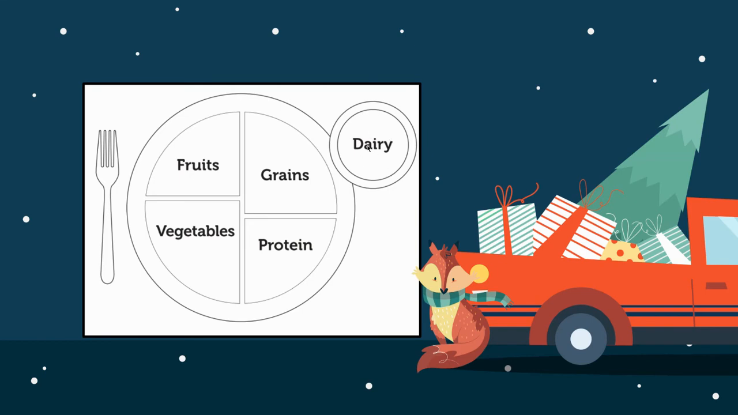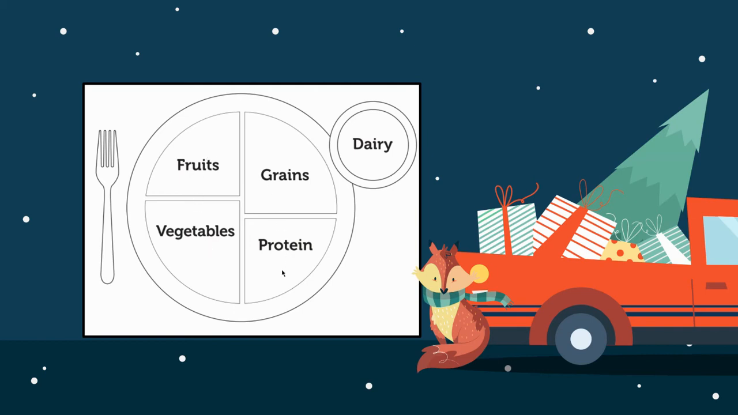And your dairy is your milk, your cheese, your butter, all of those things. So this is what we use. And if you look closely, these slices are smaller than others. So for example, if you look at the slice for fruits, it looks much smaller than the slice for vegetables. That means that you need to eat a little bit more vegetables than fruits.